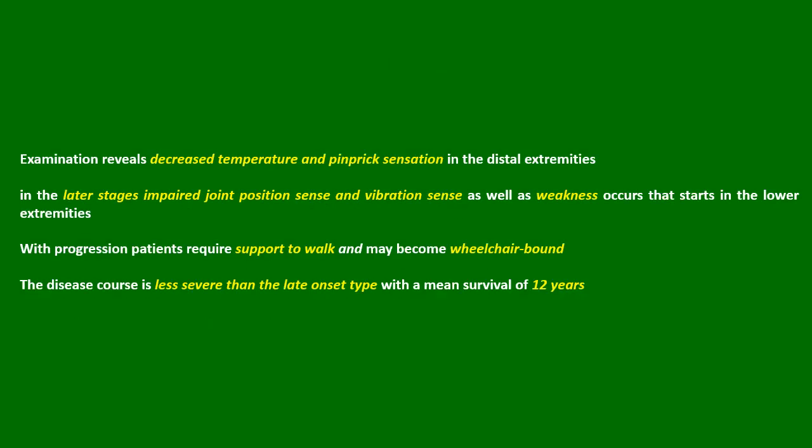Examination reveals decreased temperature and pinprick sensation in the distal extremities. In the later stages, impaired joint position sense and vibration sense, as well as weakness occurs that starts in the lower extremities. With progression, patients require support to walk and may become wheelchair bound. The disease course is less severe than the late onset type, with a mean survival of 12 years.